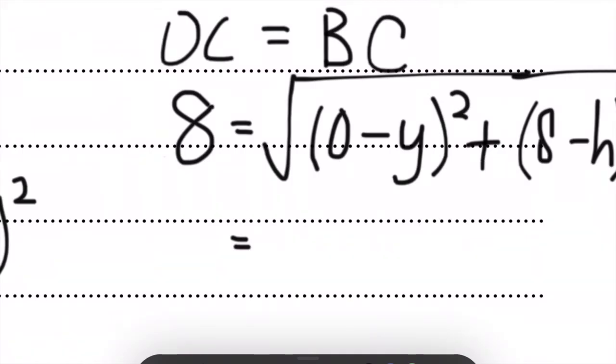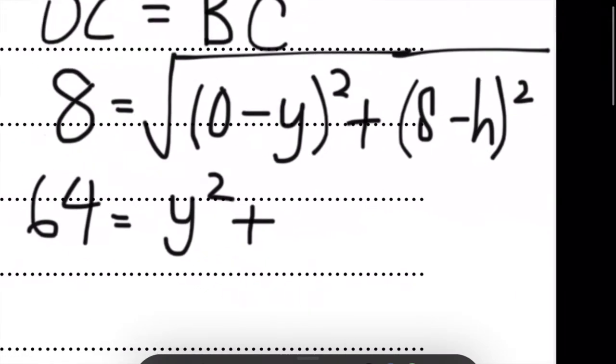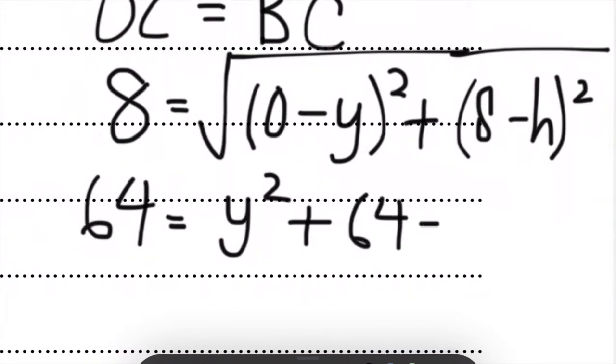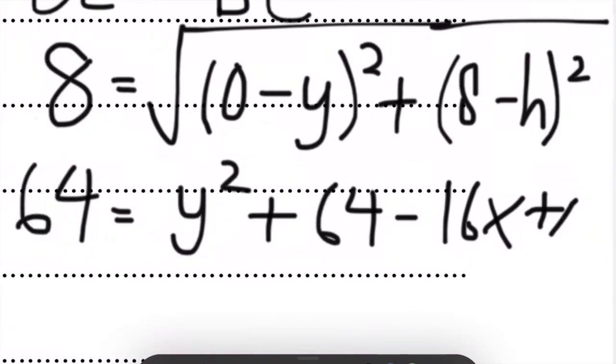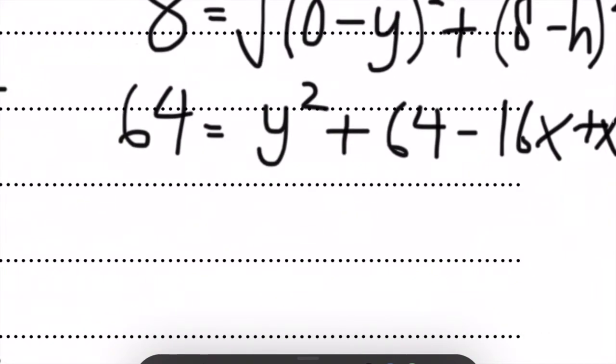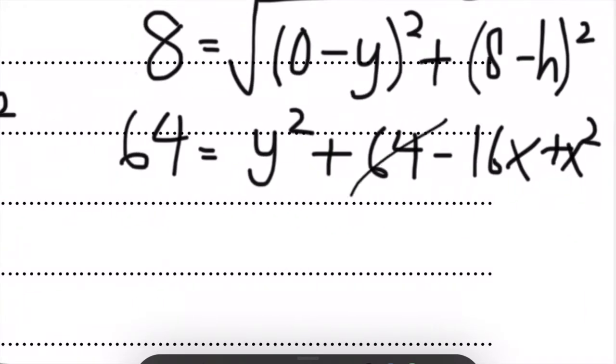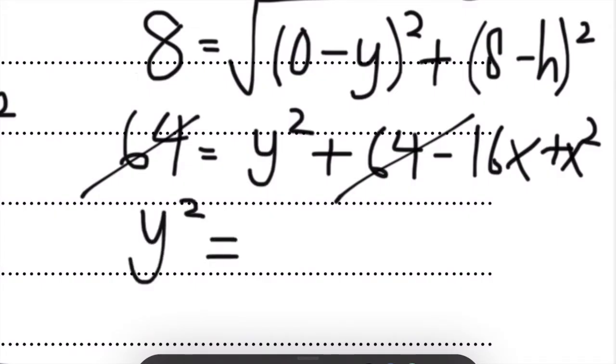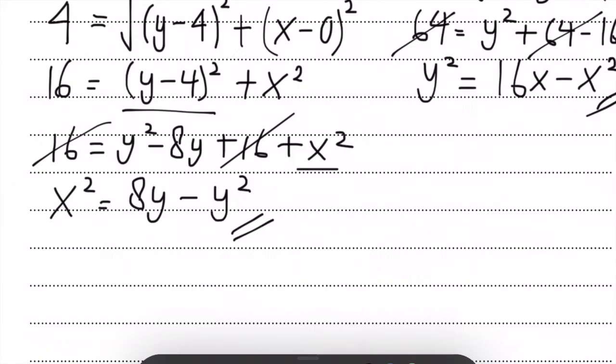Now we'll remove the square roots by squaring both sides. So we get 64 is equal to y squared plus 64 minus 16x plus x squared. We'll remove 64 and we will make y the subject of the formula. So y squared is equal to 16x minus x squared.